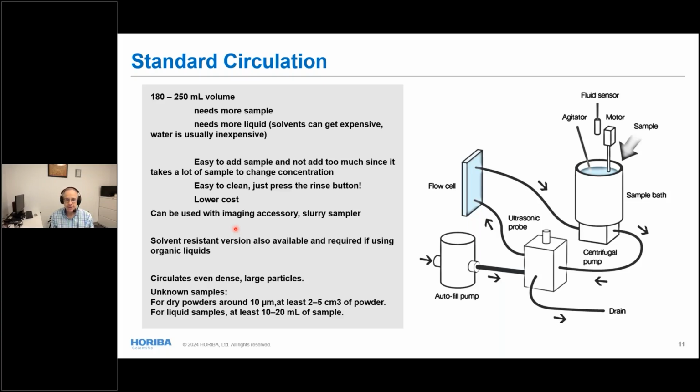But if it looks like we have plenty of sample, this is what we deploy. When you send samples in the lab, which is kind of where these numbers come from, how much material do you need? This gives you a sense of how much material is required for each of the sampling systems if you want to do some method development and run a few samples, just to give you a sense of the mass. Dry powders, probably 2 to 5 cubic centimeters of powder. And for liquid samples of pre-dispersed particles, probably 10 to 20 ml of liquid.